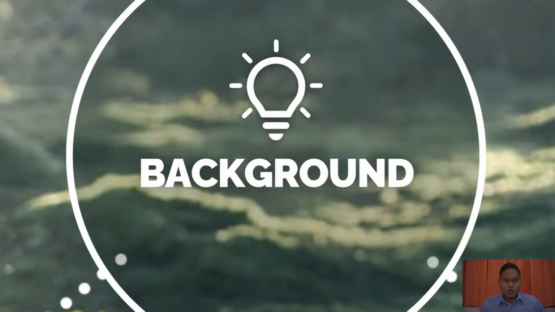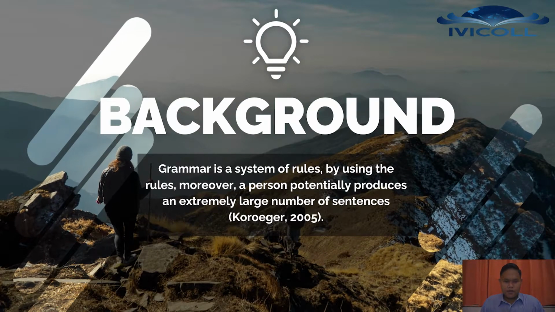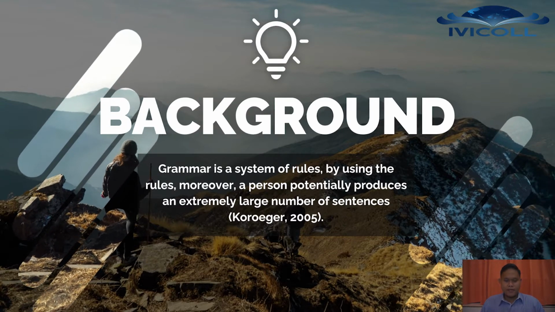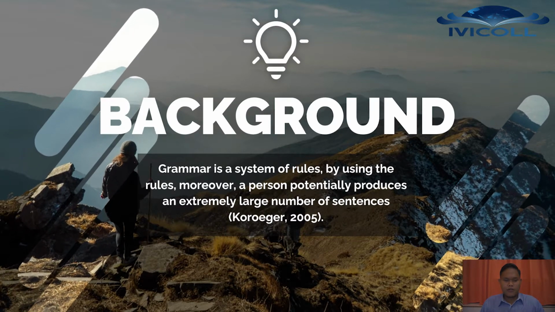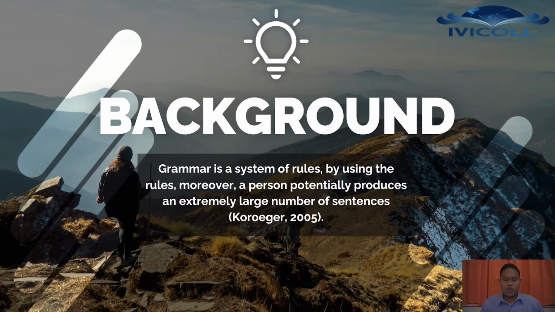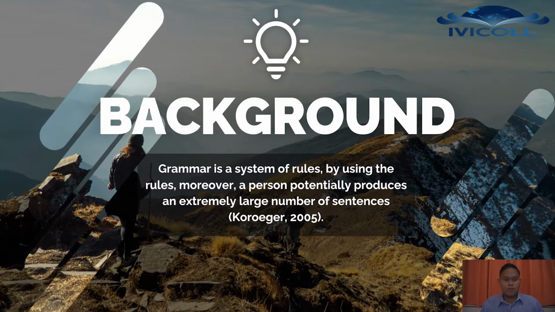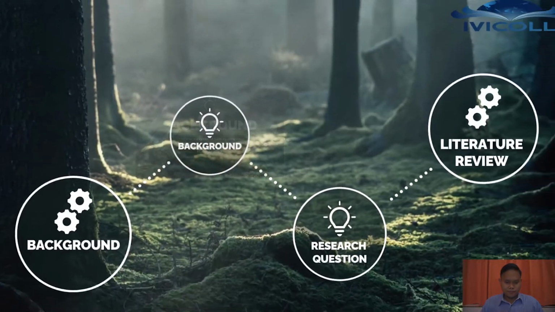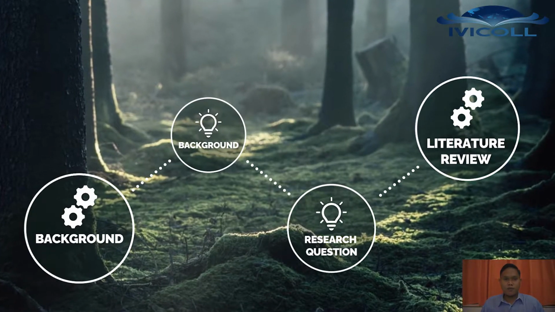Grammar has an essential role in mastering English. It is a study as to how to make words become a correct sentence. On the other hand, grammar is a system of rules. By using the rules, moreover, a person potentially produces an extremely large number of sentences, based on Carrega 2005. Let's move on to the next slide.